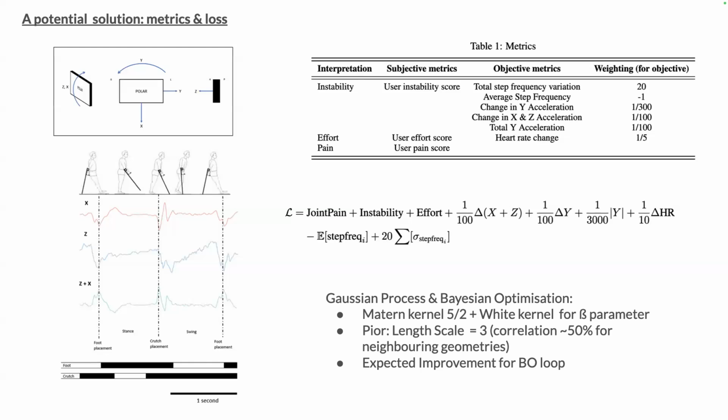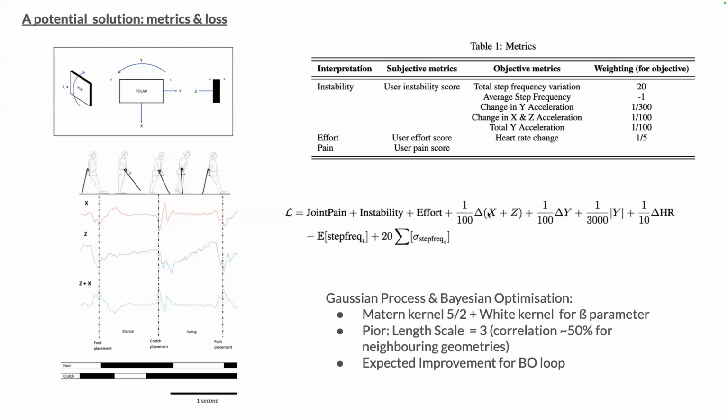A bout is one of these 15 steps. So we're doing 6 of these. So if you take the X and Z acceleration for the first two and the last two, and you take that difference, then that is one of the metrics. That's what this one, delta X plus Z.